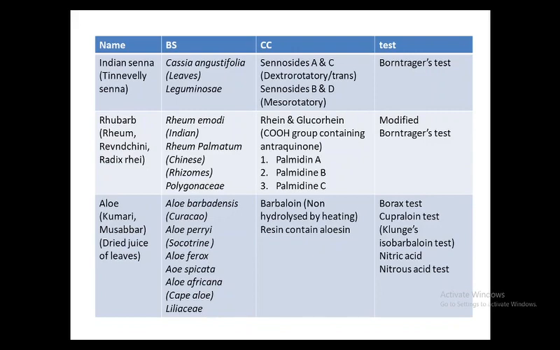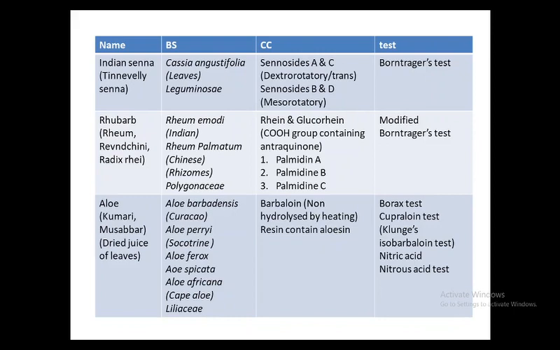Now the chemical constituents: rhein and glucorhein are the major chemical constituents. Both rhein as well as glucorhein are carboxyl group containing anthraquinone glycosides, meaning a carboxyl group, that is COOH group, attached to the anthraquinone ring. Next, others are palmidin A, palmidin B and palmidin C. Now which is the test? Modified Borntrager test is used for the identification of the glycosides in rhubarb.